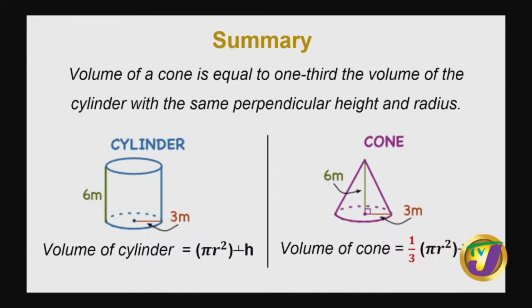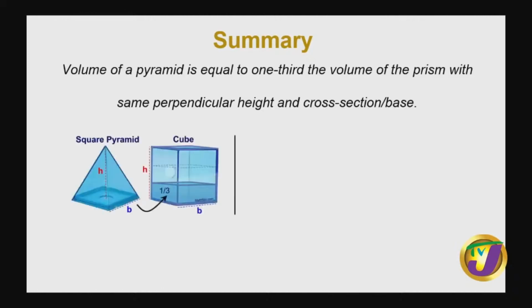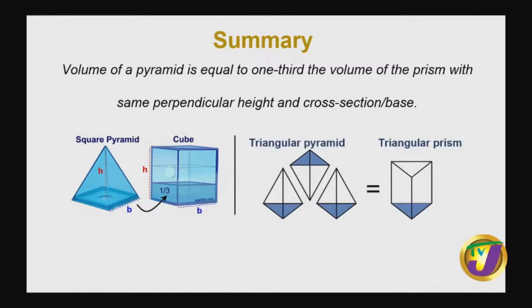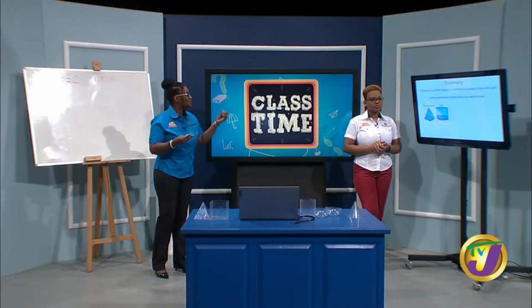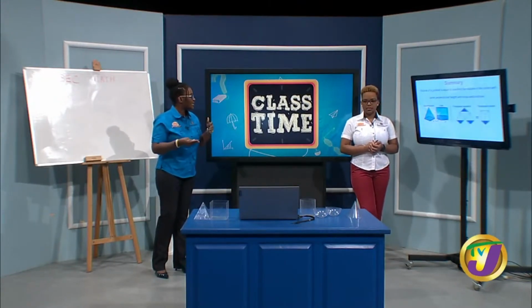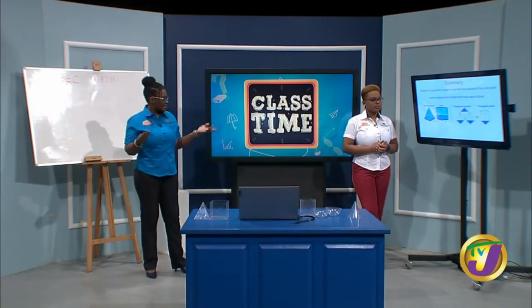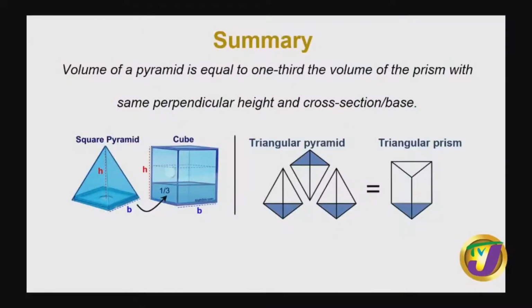All right, so let's see what else we discovered quickly. We also discovered that the volume of a pyramid is equal to 1/3 the volume of the prism with the same perpendicular height and the same cross-section or base. So when we're talking about the prism, it's the cross-section; when we're talking about the pyramid, it's the base. I think that picture says a lot. It's a similar relationship to what we found earlier. So the volume of a pyramid is equal to 1/3 the area of its base multiplied by its perpendicular height.